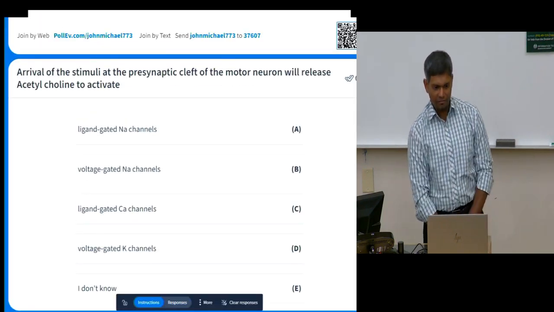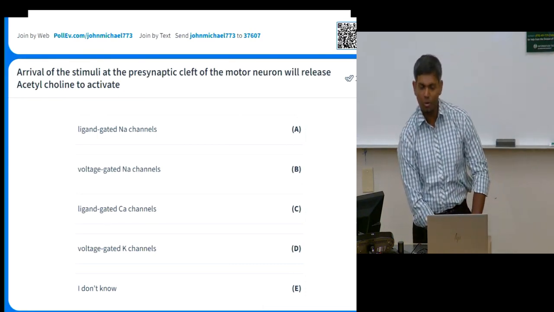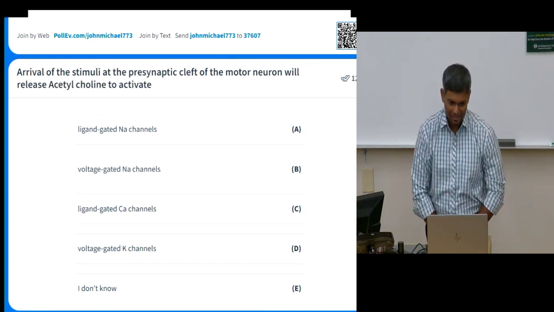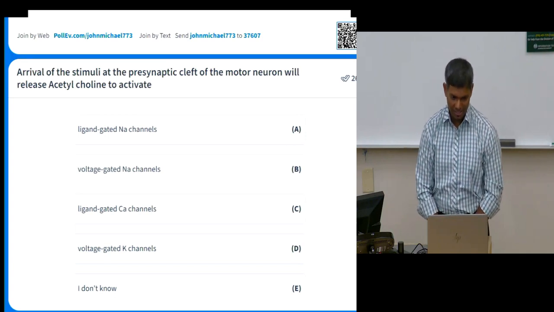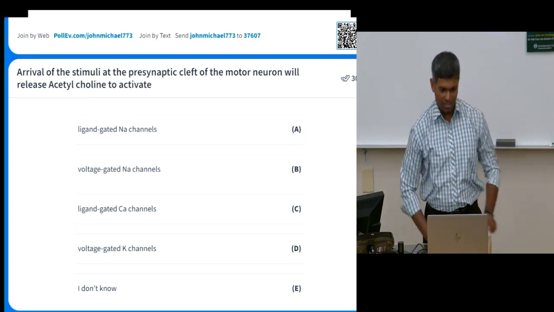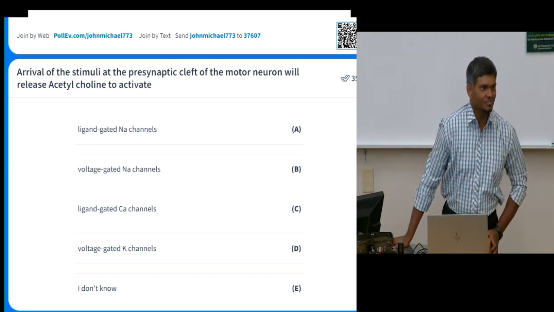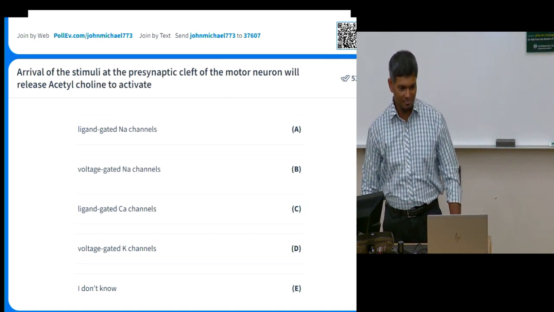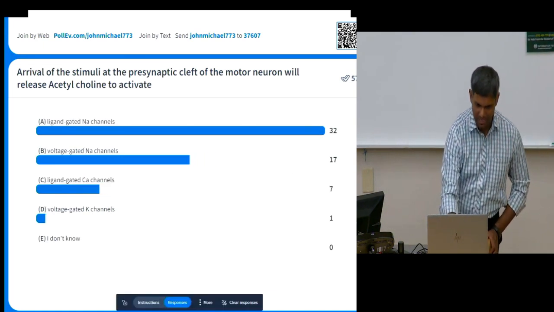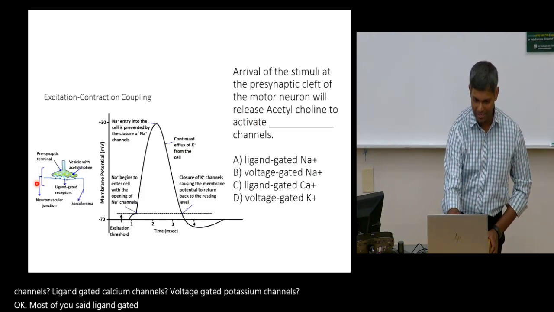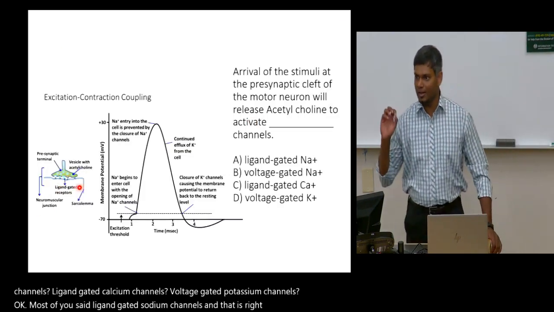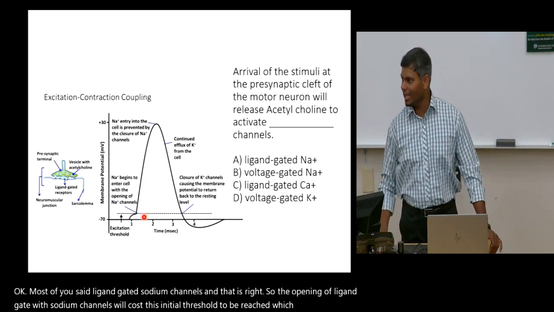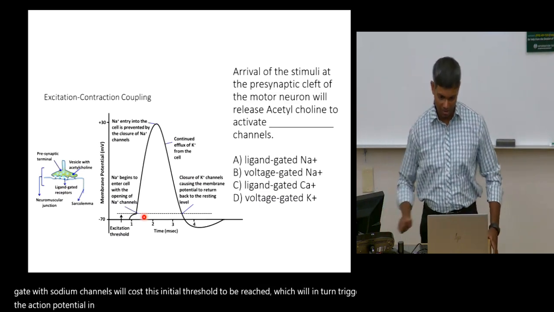Okay, arrival of the stimuli at the presynaptic cleft of the motor neuron will release acetylcholine to activate blank. Is it ligand-gated sodium channels, voltage-gated sodium channels, ligand-gated calcium channels, voltage-gated potassium channels? Okay, most of you said ligand-gated sodium channels, and that is right. So the opening of the ligand-gated sodium channels will cause this initial threshold to be reached, which will in turn trigger the action potential in the skeletal muscles.